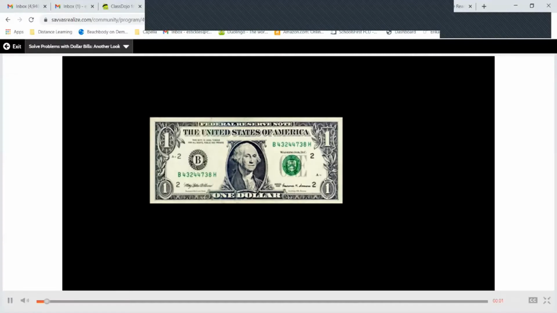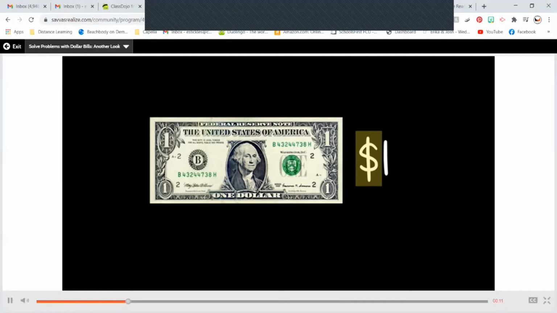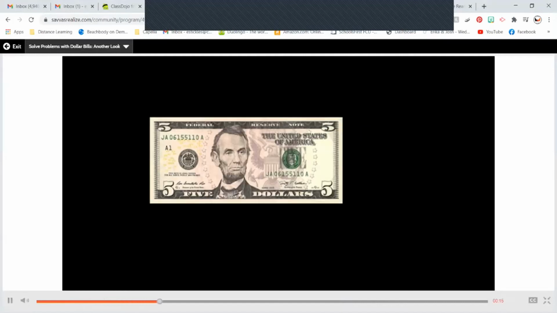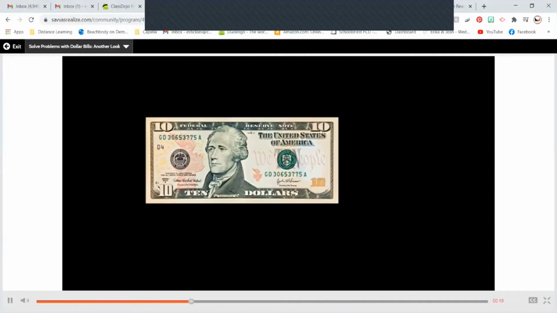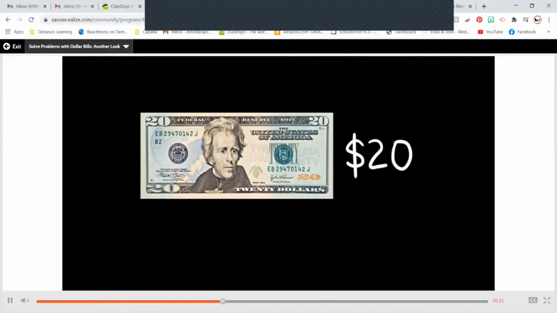Let's watch one more quick video to help us practice. See this? You've probably seen it before. Do you know what it's called? A $1 bill. We write it like this. The little symbol in front of the 1 is called the dollar sign. Here are some more dollar bills. This is a $5 bill. This is a $10 bill. And this is a $20 bill.